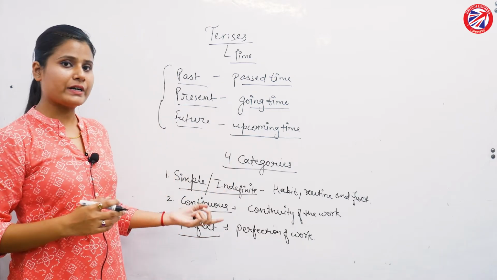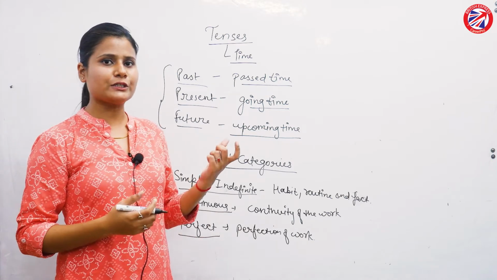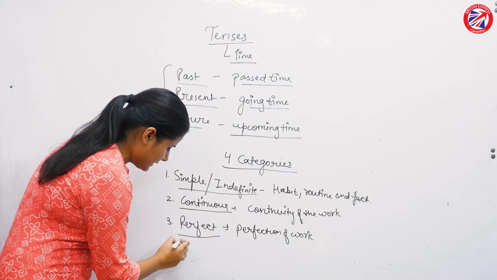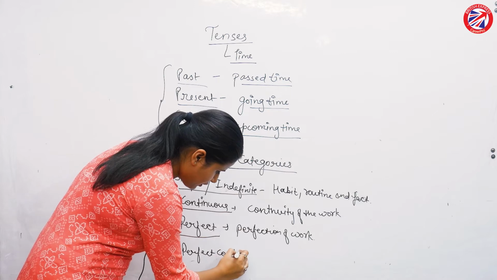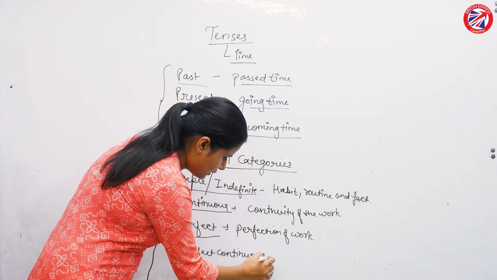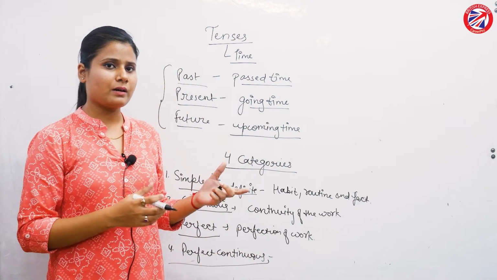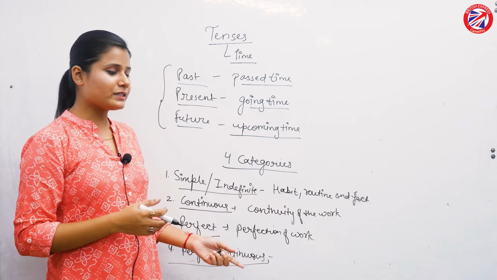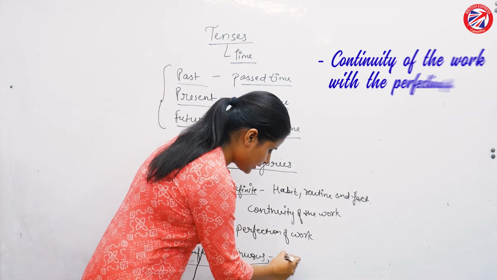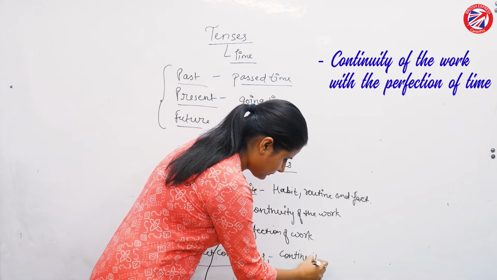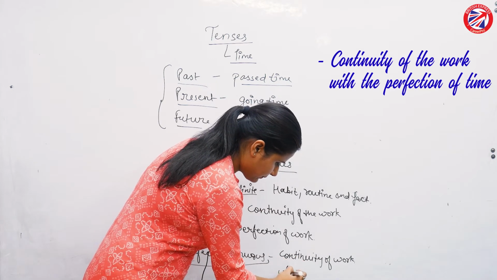I hope now you understand all these categories, because we have one more category which is difficult to understand. That is perfect continuous. This category also shows us continuity of the work. But why is it not continuous? Because here the time is interfering. So it is continuity of the work with interference of time.